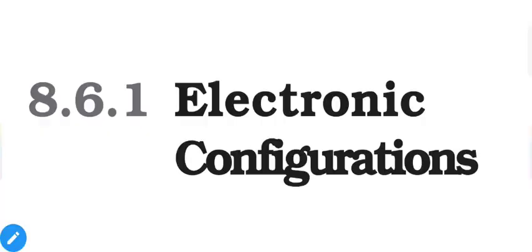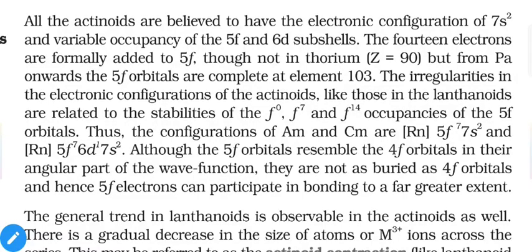Electronic configuration. All the actinoids are believed to have the electronic configuration of 7s2 and variable occupancy of 5f and 6d subshells. Note here it is mentioned "believed to have" the electronic configuration of 7s2. That means we are not sure about this electronic configuration for each and every element. We do not have enough data, or enough study or proof regarding their exact electronic configuration. So it is just a guess.